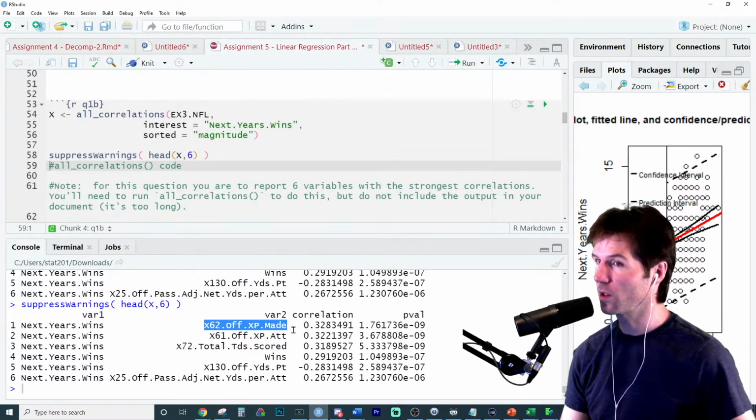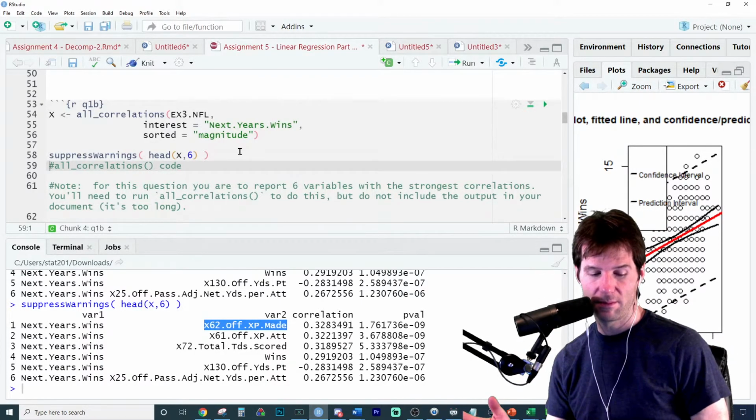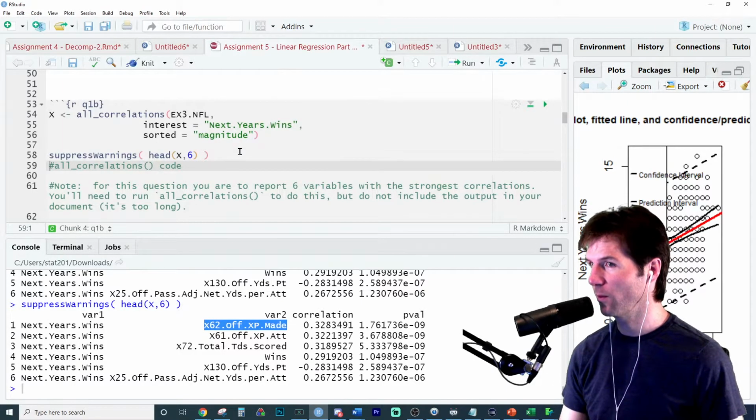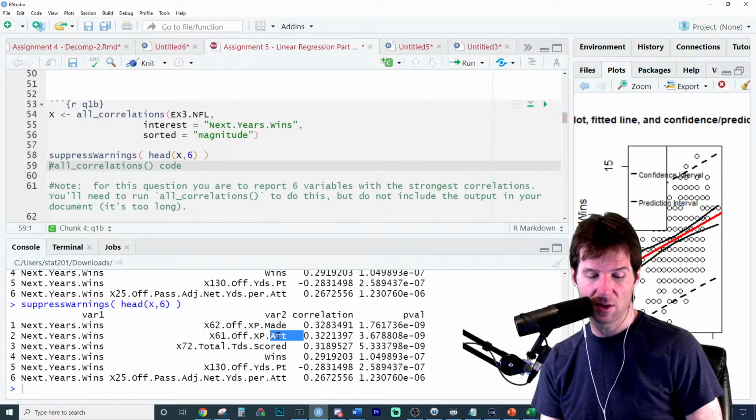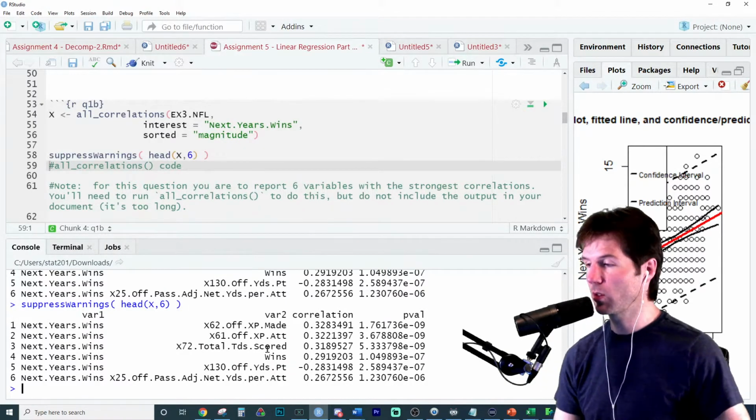Awesome. Yep, the suppress warnings is pretty good. We don't need it on this, but suppress warnings is there if we have them. Extra offensive extra points attempted. So you want to attempt them. And then we see a negative one right here with offensive yards points. Don't even know what that is. These are the 6 right here, most correlated things.